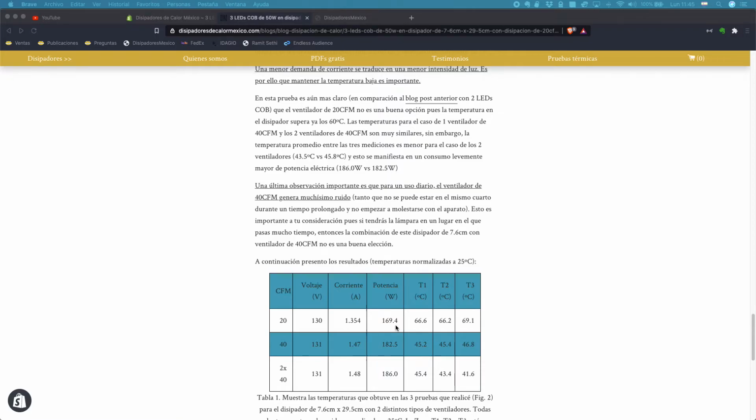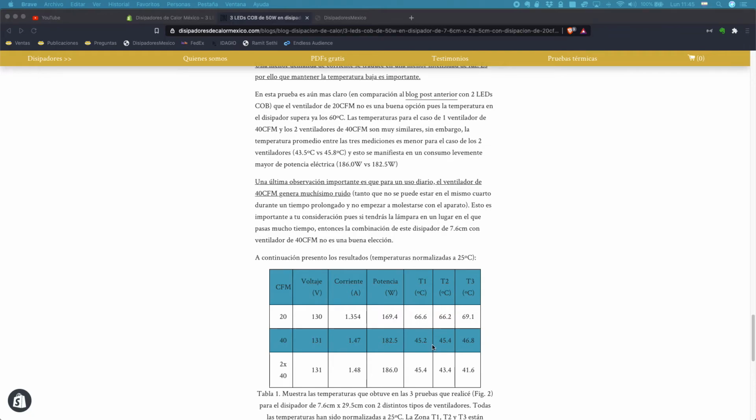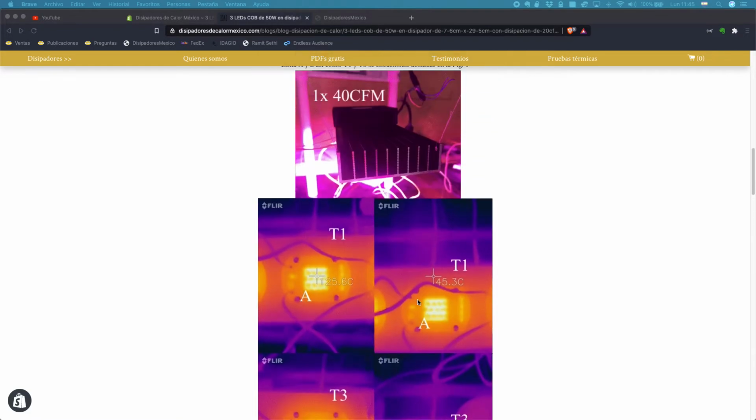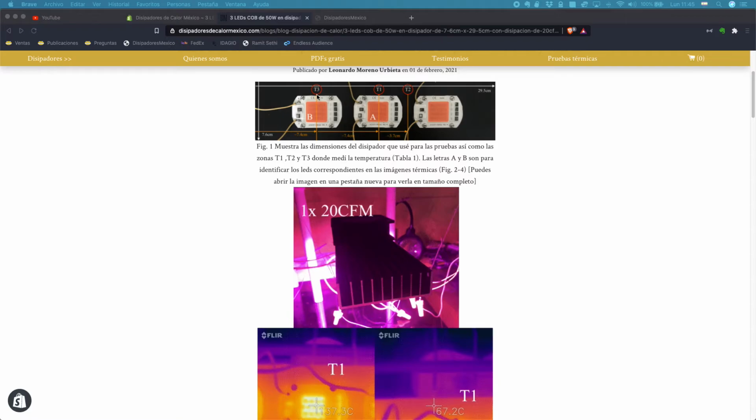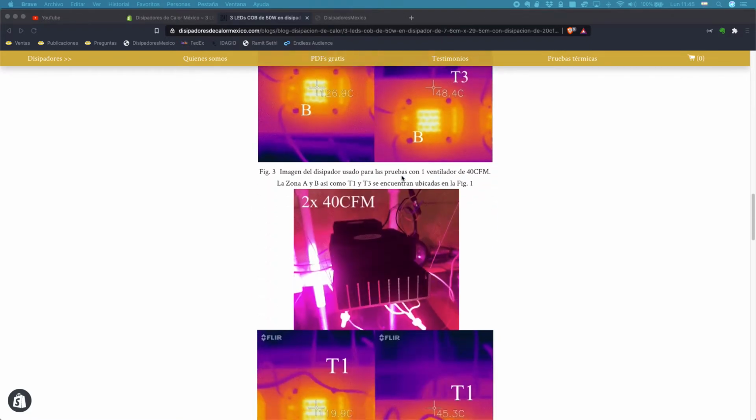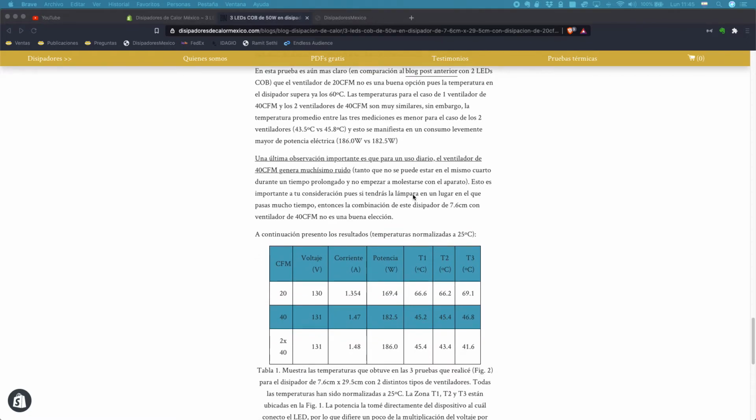For the 40 CFM fan, the average temperature of these 3 measurements that are located in this first figure, here, here, and here, is about 45.8, and for the case of the 2 fans, it's 43.5. The impact of this temperature difference can be seen in a difference in the power consumption, which is about 1%, as I said last time.